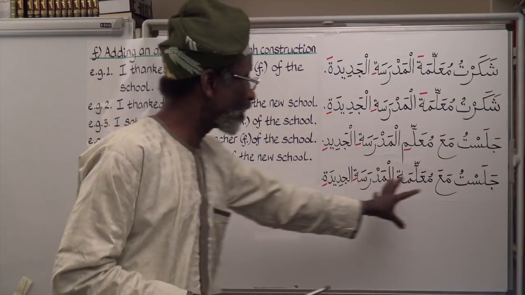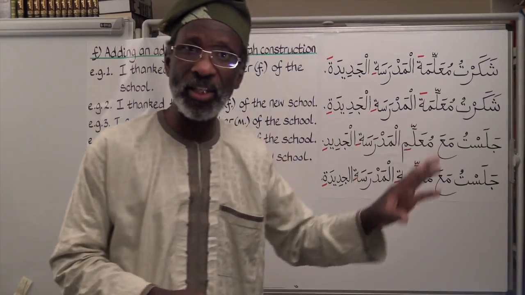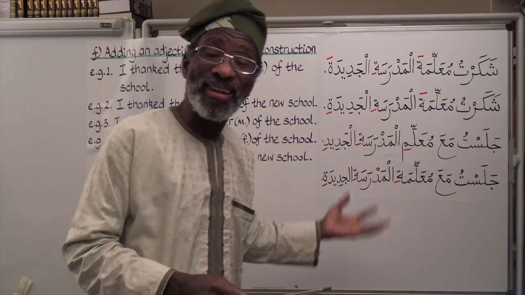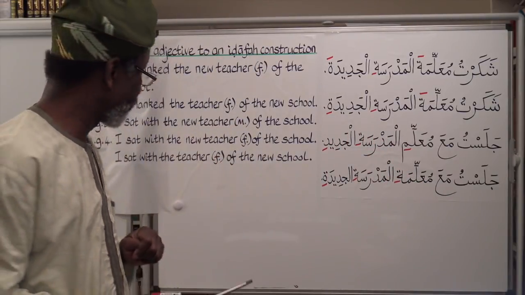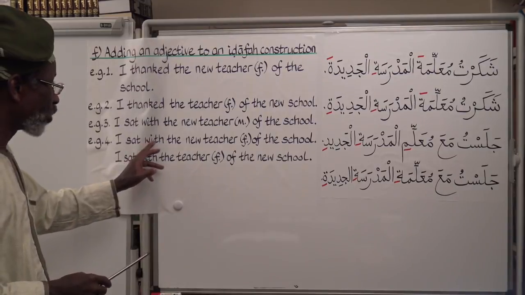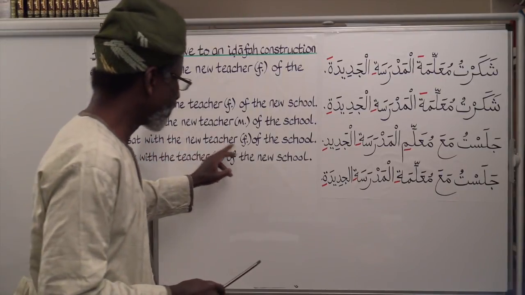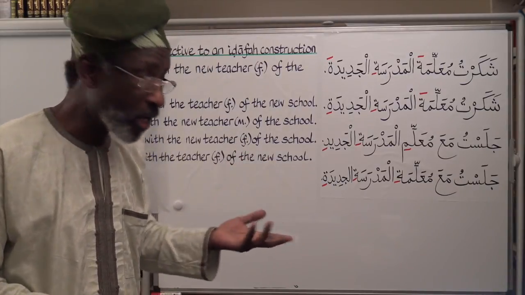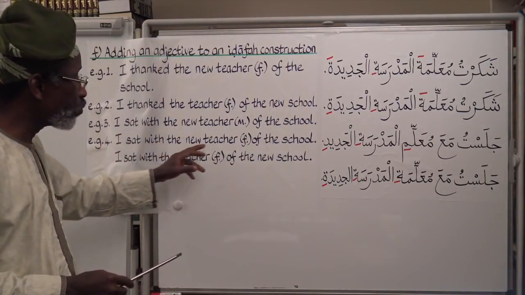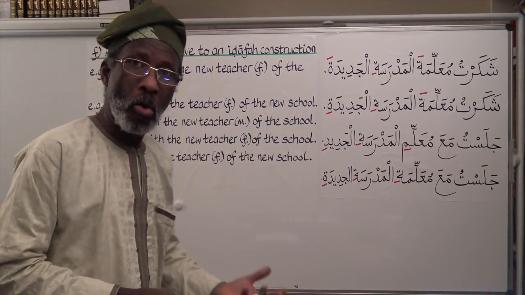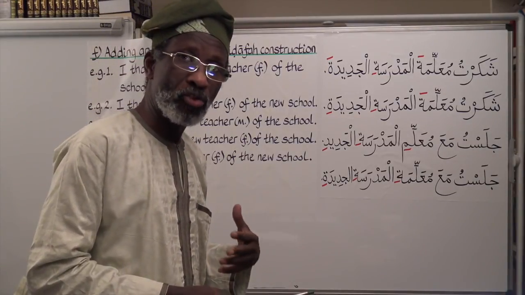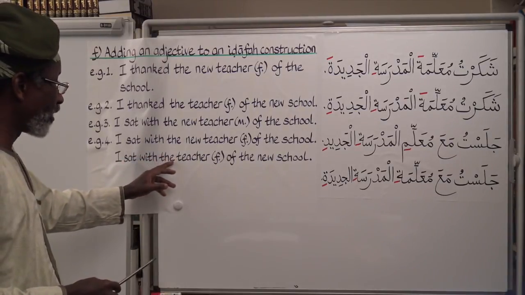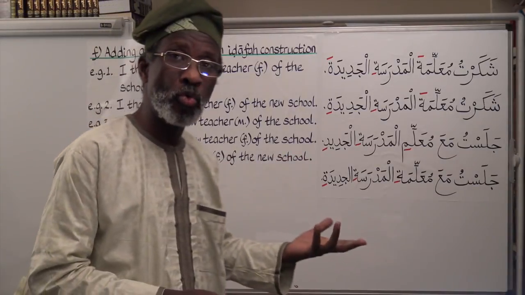But in isolation like this, without any other surrounding fact, you may translate it in two ways. You may say, I sat with the new teacher. You can say al-jadidati belongs to the teacher. Fine, and you will be right. I sat with the new teacher of the school. Or if you translate it as, I sat with the teacher of the new school.